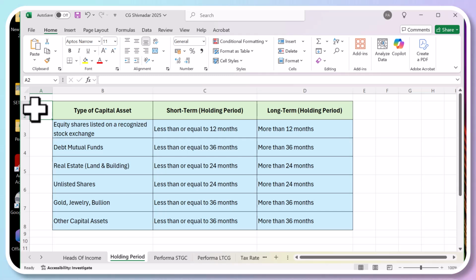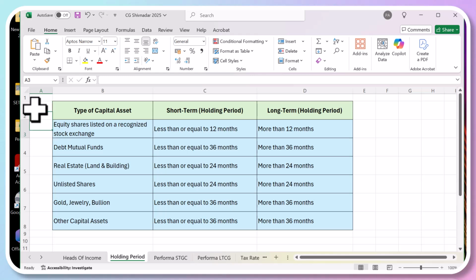Okay. So the first is called the holding period. We are talking about income under the head capital gains. If you buy shares, mutual funds, or a building or land, anything, jewelry, and you sell it, and if you make a profit on that, it's called capital gains, and you have to pay tax under this head.